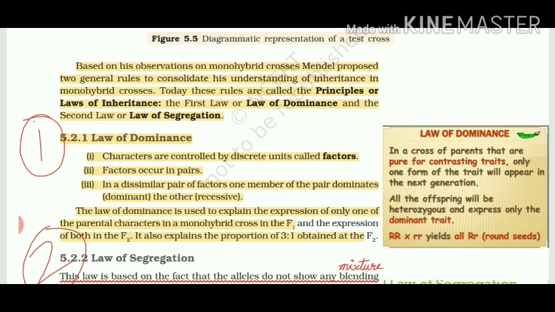So this definition you can also learn: in a cross of parents that are pure for contrasting traits, only one form will appear. One form means the one which is superior, which is dominant.